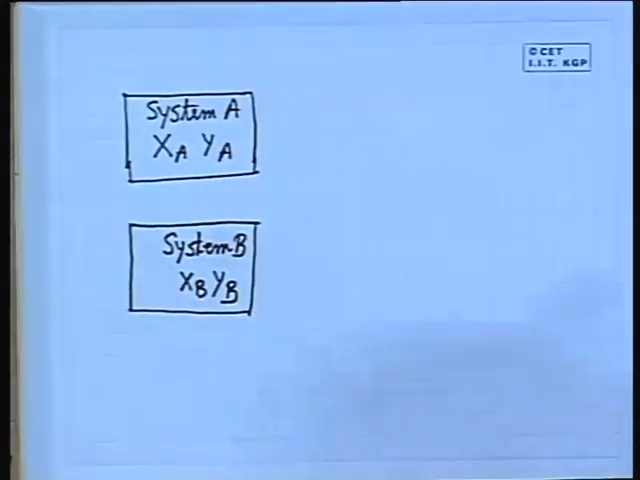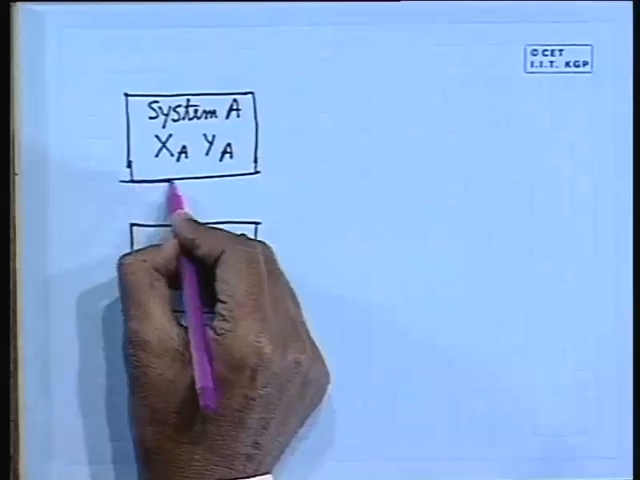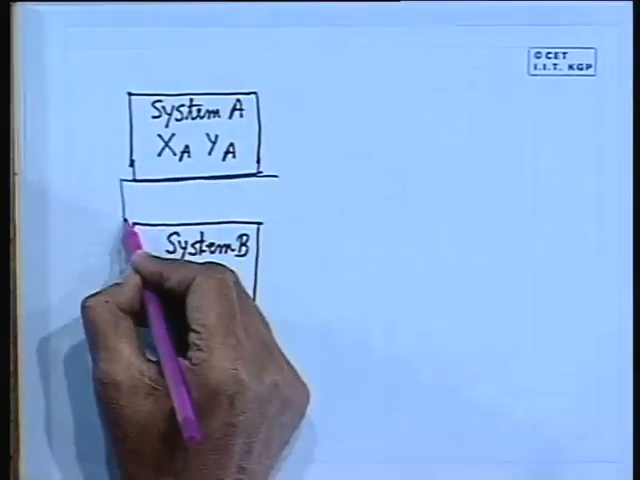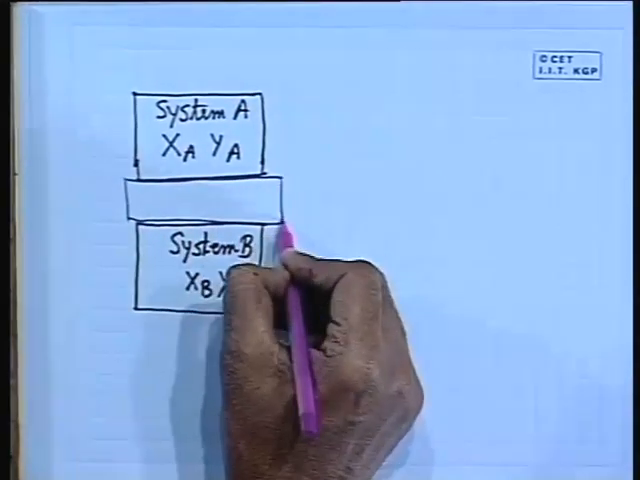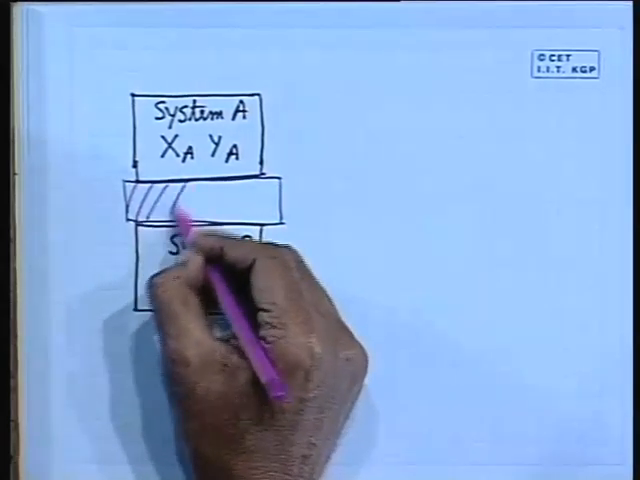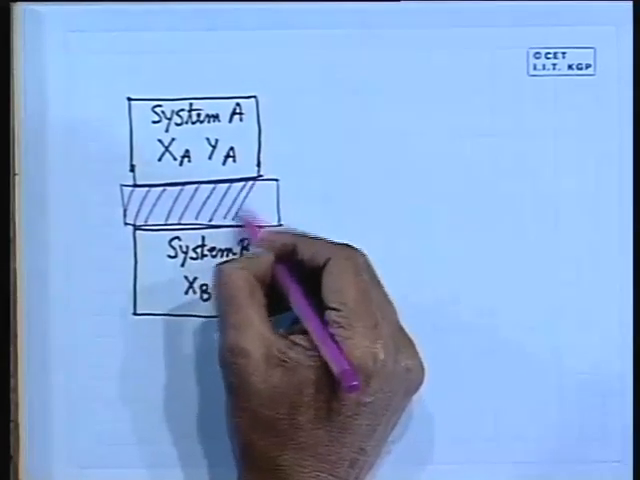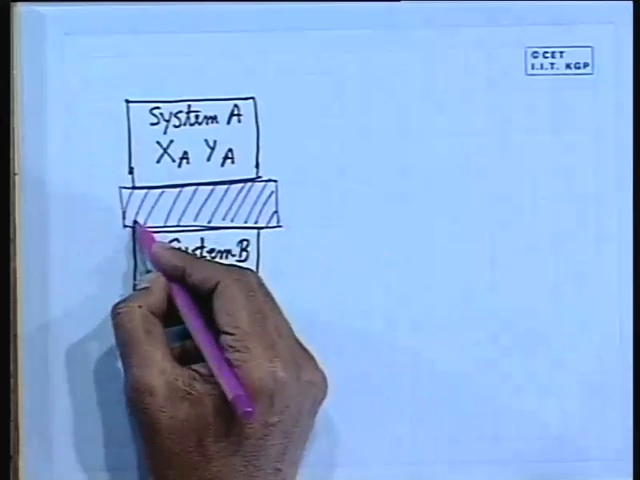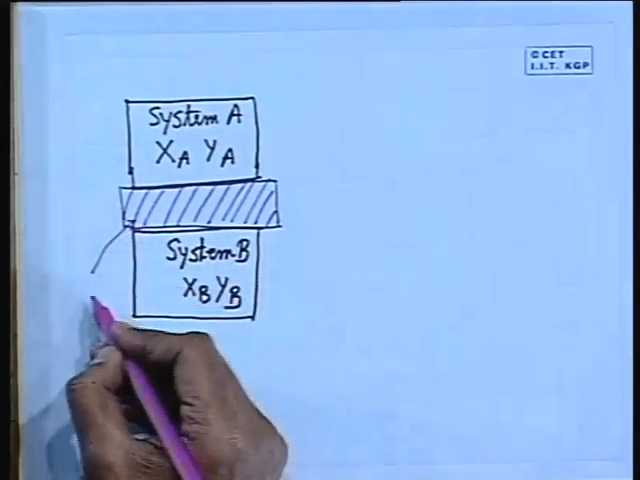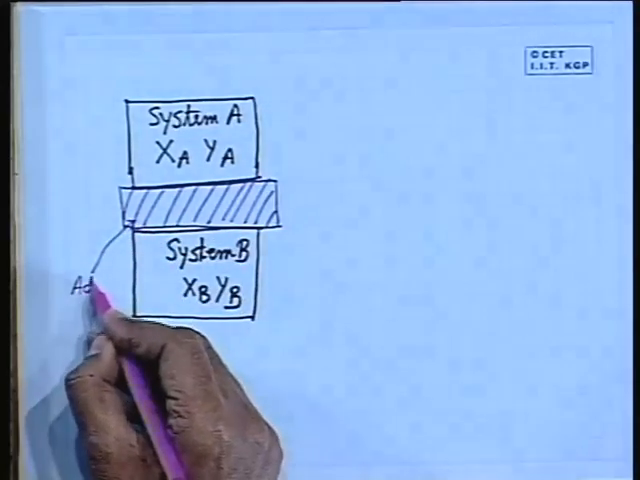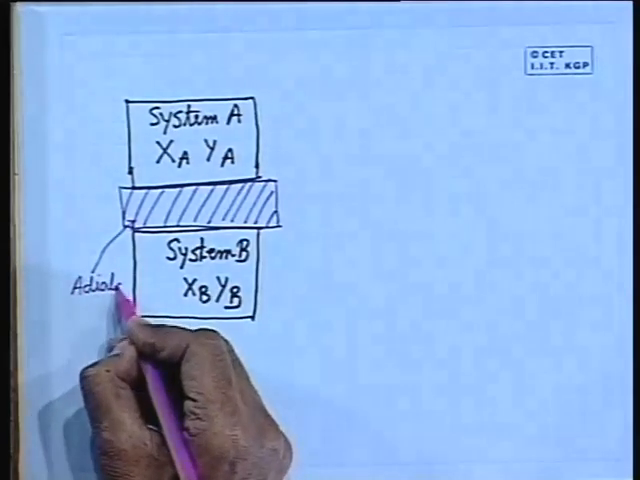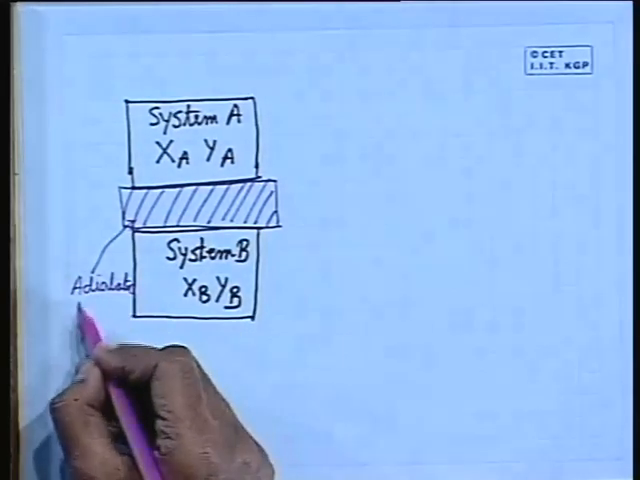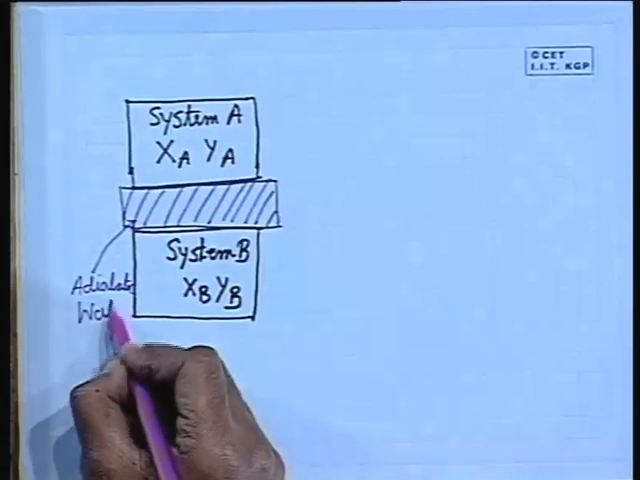And let us connect these two systems by an adiabatic wall. What is an adiabatic wall? You know what an adiabatic wall is? No heat can flow. All the terminologies are known today, but I will describe the way they originated in classical physics. What is an adiabatic wall?